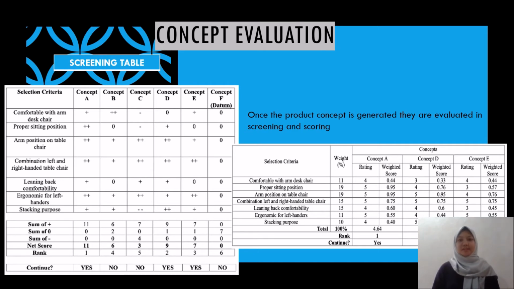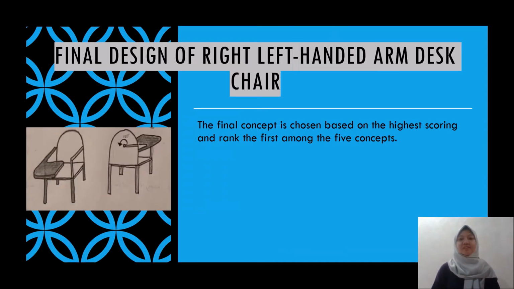Then we do scoring. In the scoring table, concept A got the highest score, which is 4.64, while concept E got the lowest score, which is 3.92. So we can conclude that concept A is the most suitable for our product because it fulfills customer requirements.